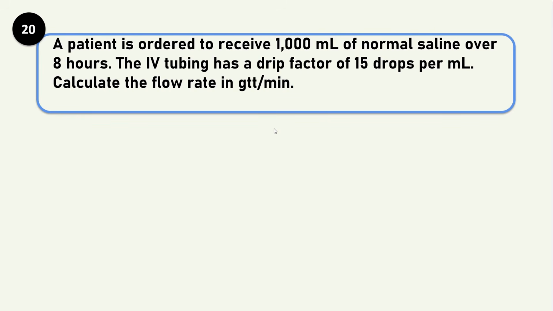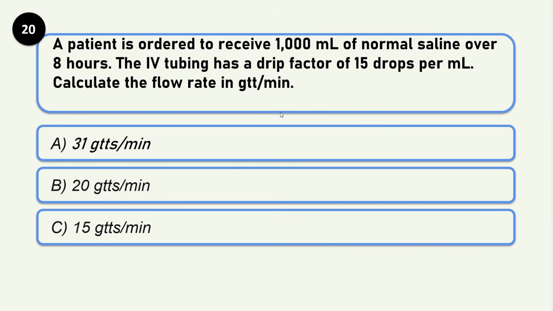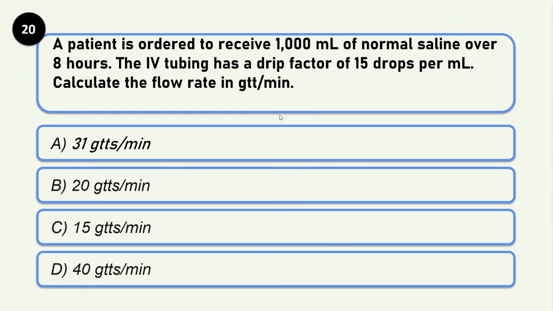Next, a patient is ordered to receive 1000 ml of normal saline over 8 hours. The IV tubing has a drip factor of 15 drops per ml. Calculate the flow rate in drops per minute. There are two ways flow rate can be calculated: drops per minute or mils per hour. So here we are calculating drops per minute, and in the previous question we did mils per hour. So here A 31 drops per minute, B 20 drops per minute, C 15 drops per minute, D 40 drops per minute. Let's solve. Answer is 31 drops per minute.